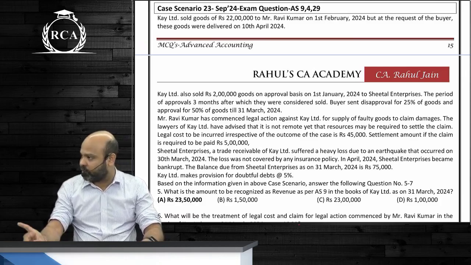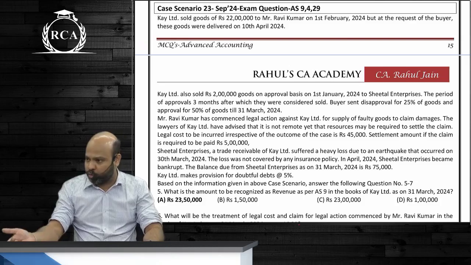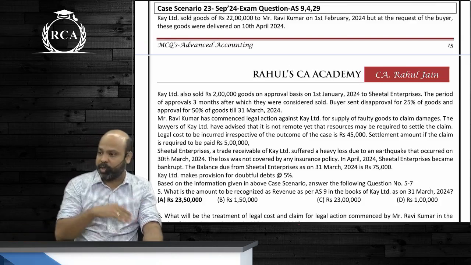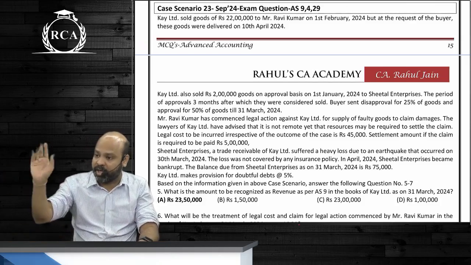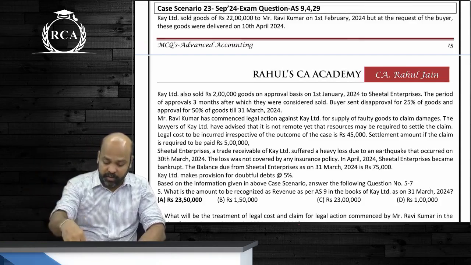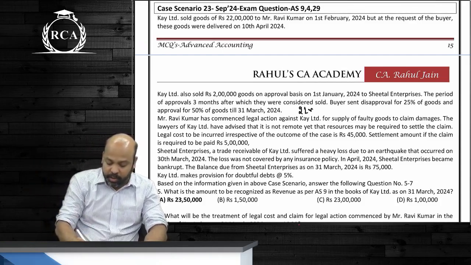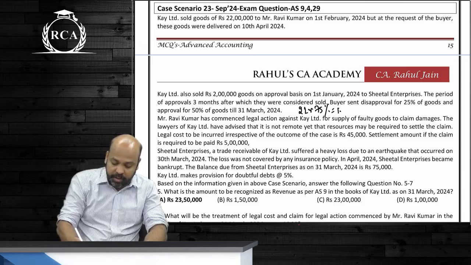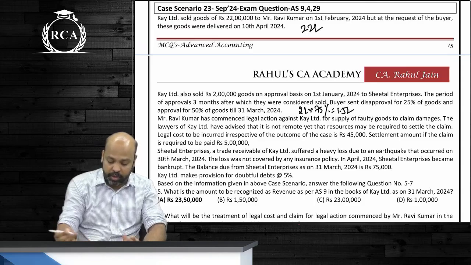Recognize 75%. 25% जो disapproval है, you cannot do it. 50% approval आ चुका है. बाकी 25% reasonable time period has lapsed. So you will recognize 75%. यहाँ पे बेटा 2 lakhs into 75%, 1,50,000. In here goes entire 22 lakhs.